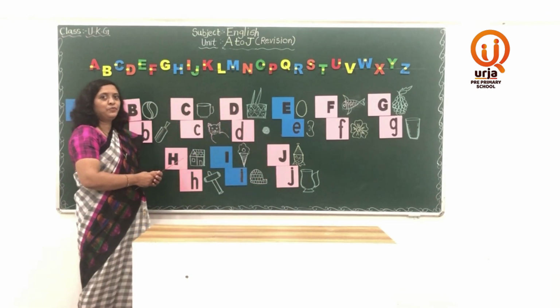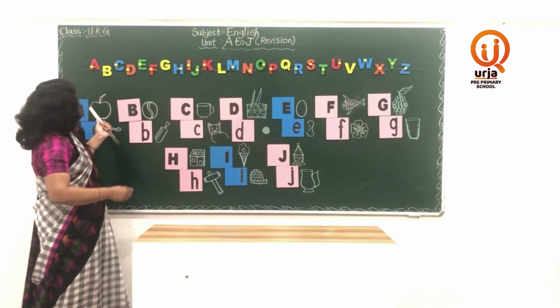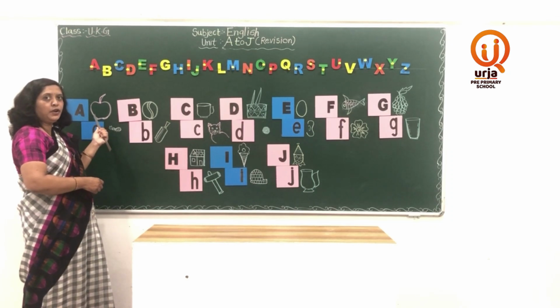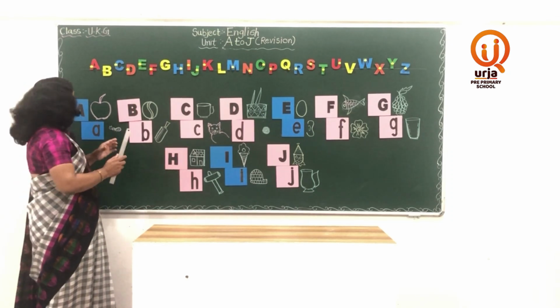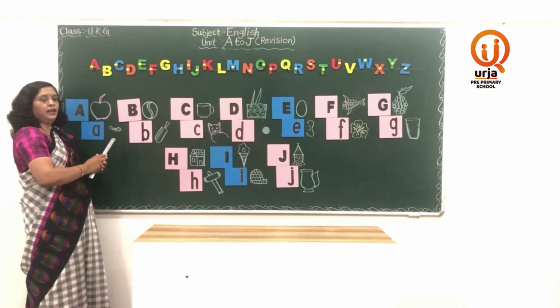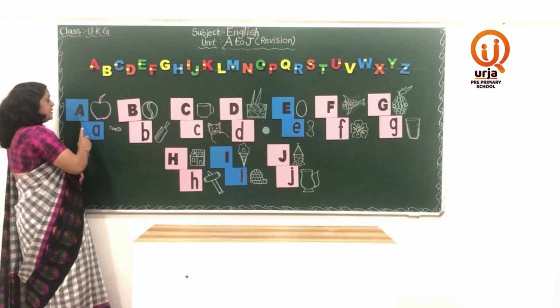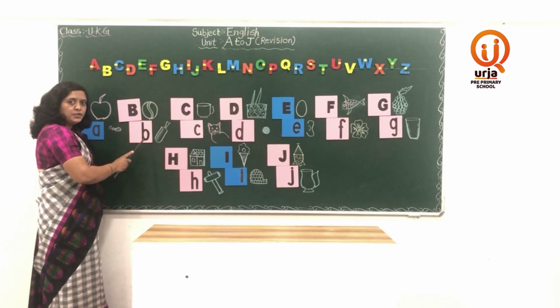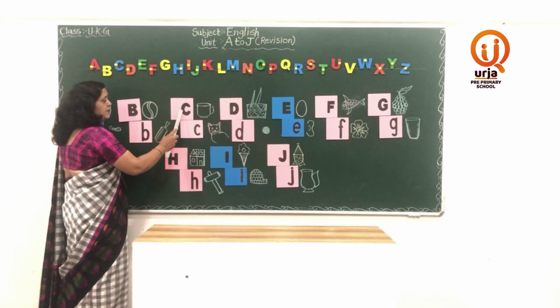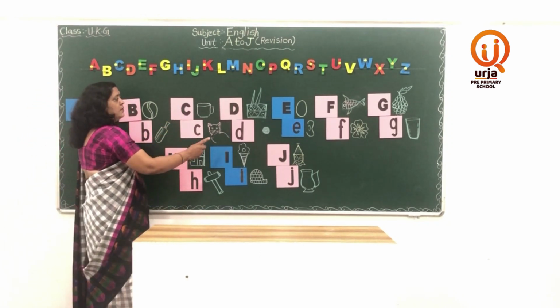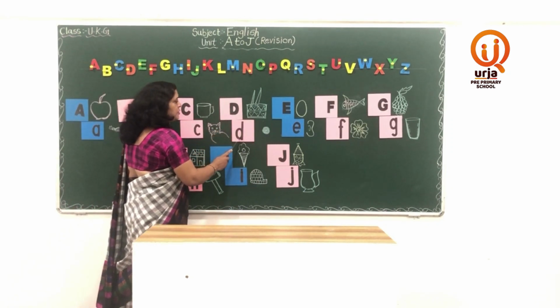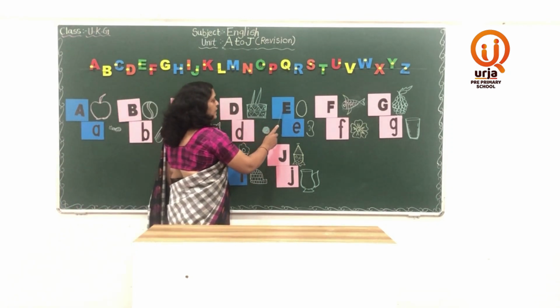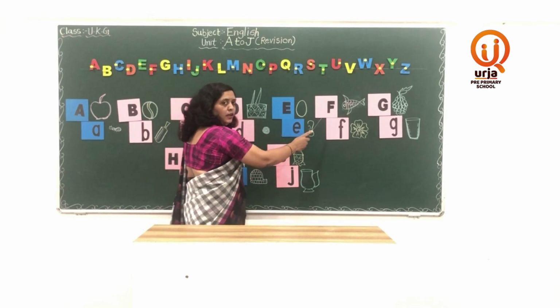So children, do you know what have we learned today? Now we will have a revision of it again. So, capital A, small a. Capital B, small b. Capital C, small c. Capital D, small d. Capital E, small e.